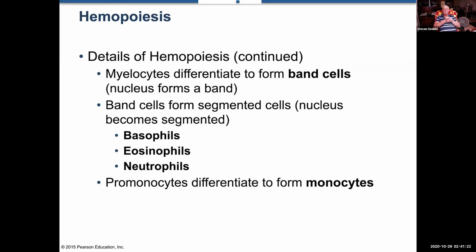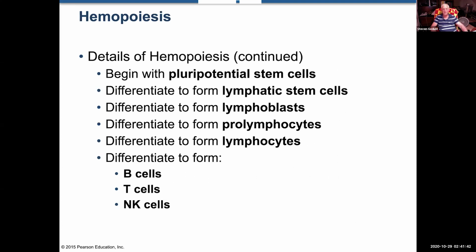This is more the details of it. Again, the myelocytes differentiate into what are called band cells. The nucleus forms a band ring around it. Band cells form what are called segmented cells. These become your basophils, your eosinophils, and your neutrophils. Your promonocytes go on to form monocytes. Okay. Again, you have pluripotential stem cells. The other pathway is your lymphatic stem cells, lymphoblasts, prolymphocytes, and your lymphocytes. And again, we talk about lymphocytes. Your lymphocytes differentiate to form your B cells, your T cells, and the NK cells.